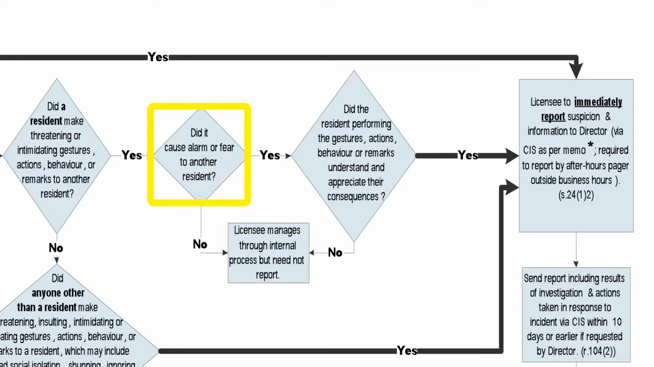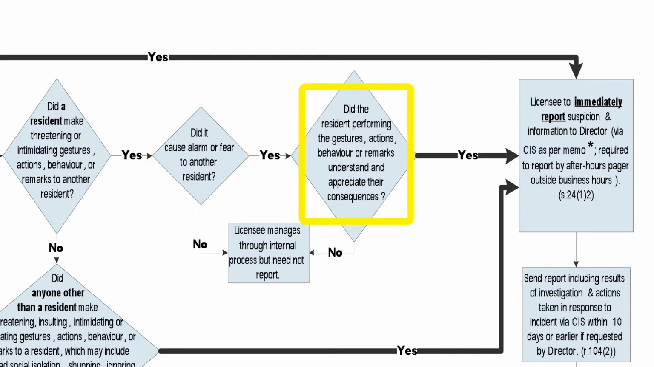But let's say, no, maybe it didn't cause alarm to that person, but maybe it happens at the dining table. And so it might not be the person that the comment is addressed to, but in fact it's disturbing all the other people at the table, and they're quite fearful, and they think this guy's not just joshing, or they don't know this guy's joshing around. And so then the answer would be yes. But notice again, it doesn't say, well, then that's reportable right away.